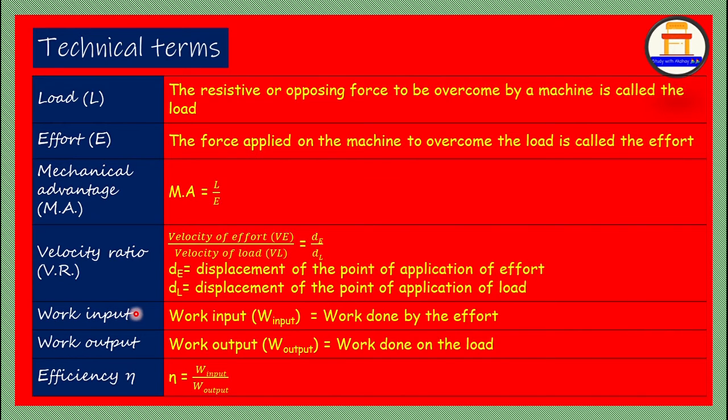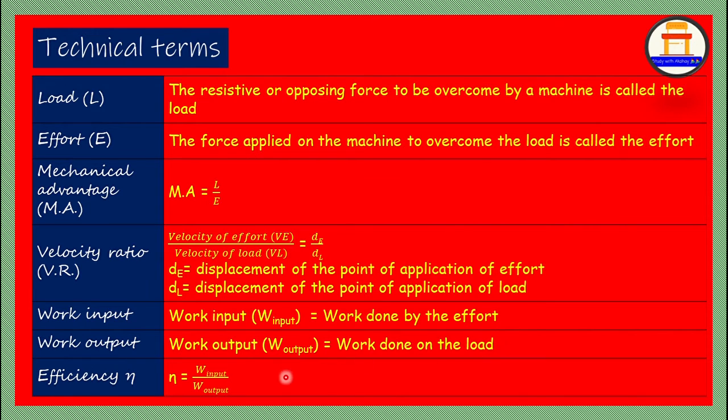Work input. Work input is nothing but work done by the effort. Work output is work done by the load. Like I am cutting; whether it is cutting or not, that is the work output. I am putting effort in order to cut the paper, that is the work input. And whether the paper is cutting or not, that is left over to work output.